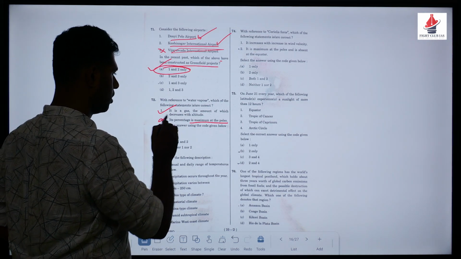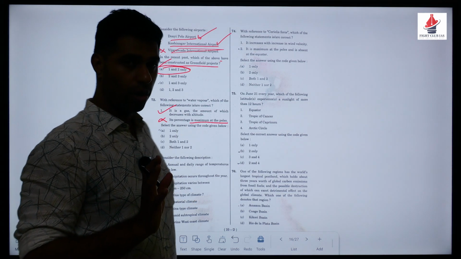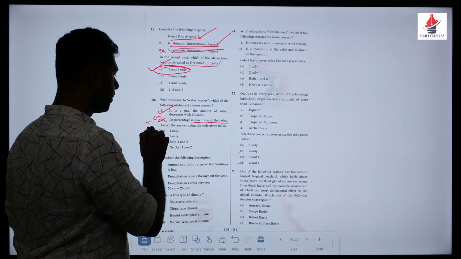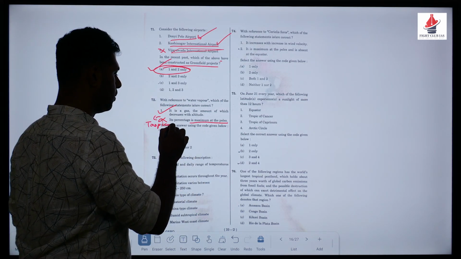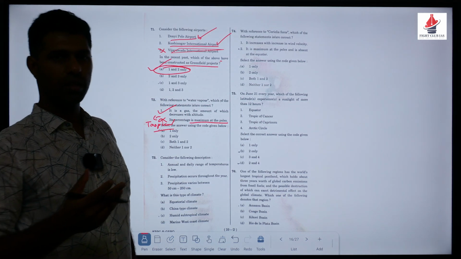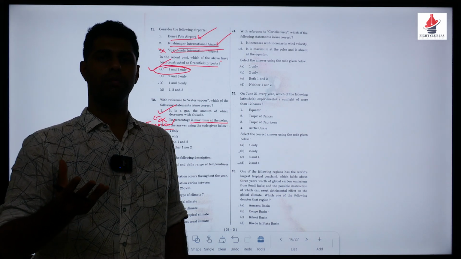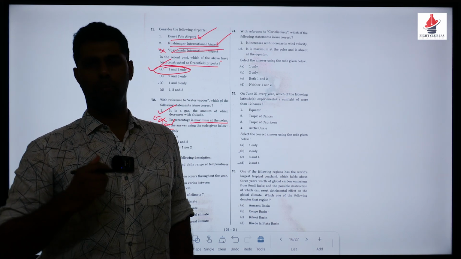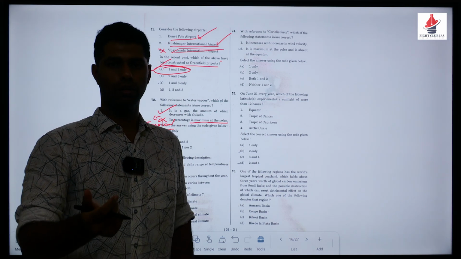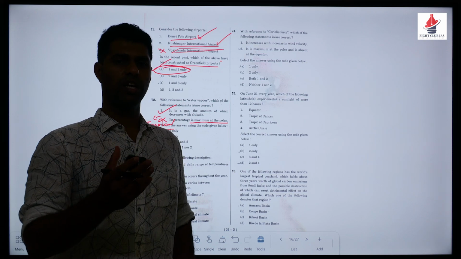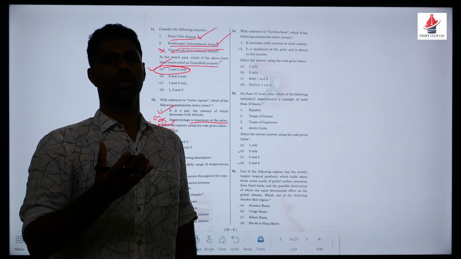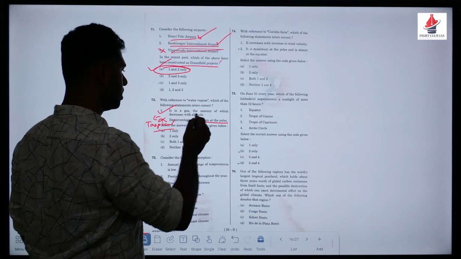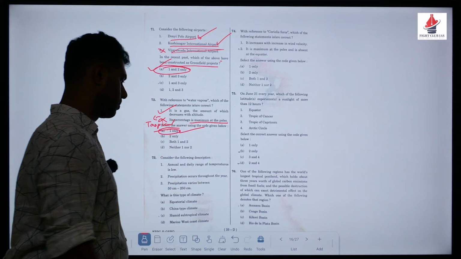Its percentage is maximum at the poles. This is wrong. Water vapor is not maximum at the poles. Water vapor is maximum at the tropical areas because of the heat that is present in the atmosphere. Water vapor holdage is proportional to the heat present. So the more the heat is present, the more the water vapor can be held by the atmosphere. Right? So the answer is 1 only.